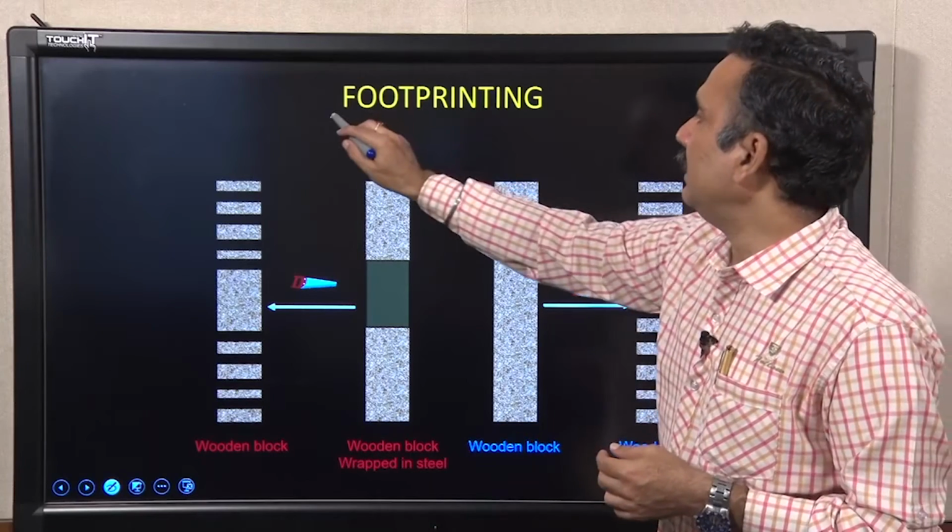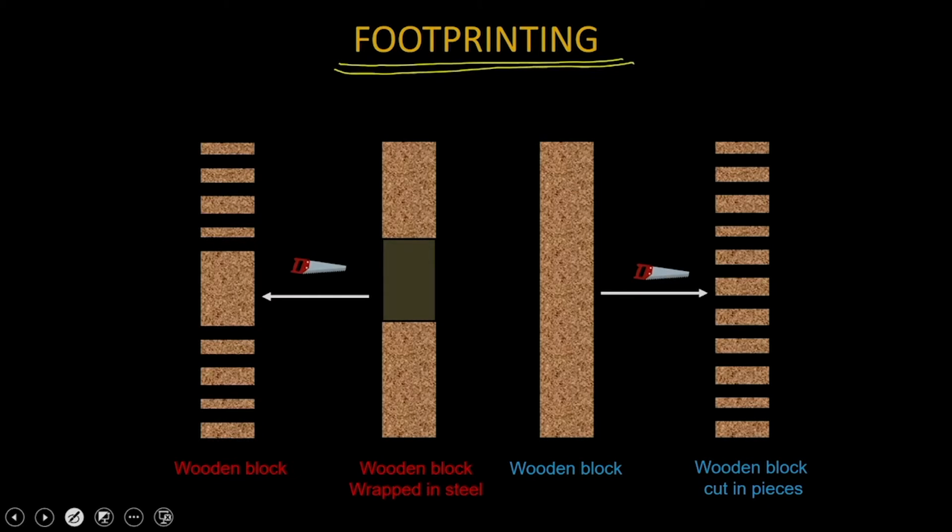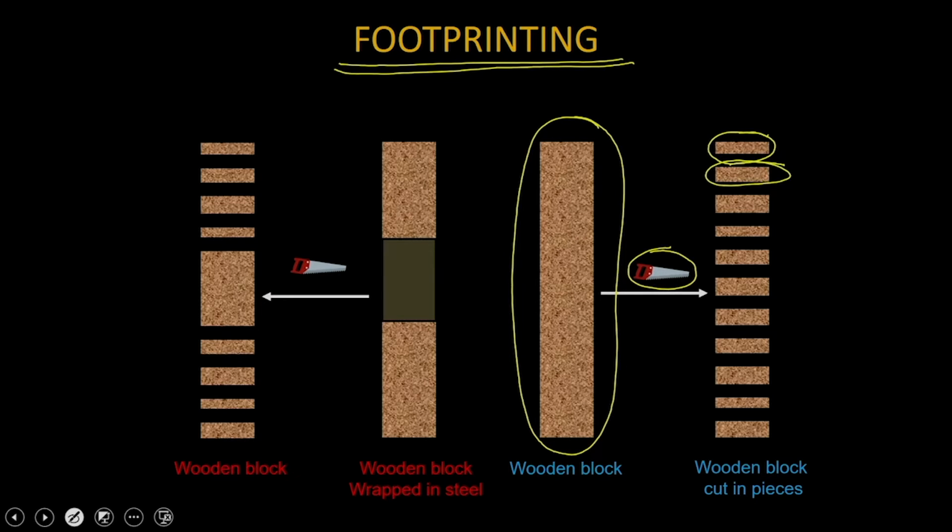That can be done by footprinting, but before discussing footprinting, let me tell you how the idea of footprinting came. You can have two wooden blocks. Suppose you have one wooden block, and you use a cutter and cut this wooden block into multiple pieces. You are going to get multiple pieces, and there will be no issues. You will be able to cut this wooden piece into multiple pieces, because there is no protection present on this wooden block.